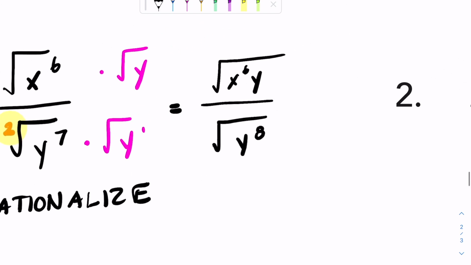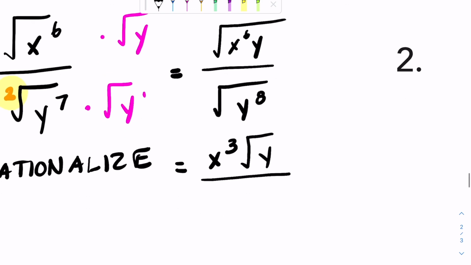Now I need to simplify this. So in the numerator, x to the 6th, that's 3 perfect groups of 2. That means what's going to simplify is going to be x to the third times the square root of y. In the denominator, y to the eighth is 4 perfect groups of 2, so that's going to be y to the fourth.